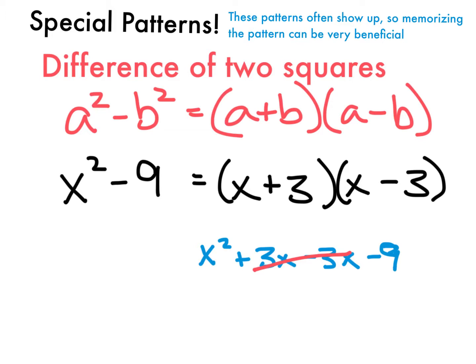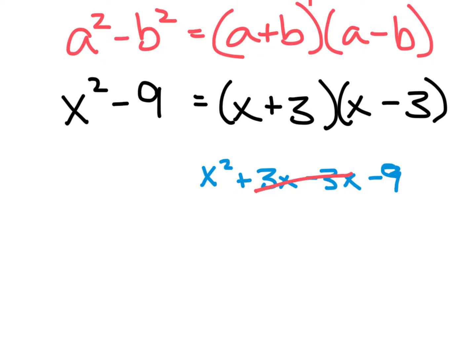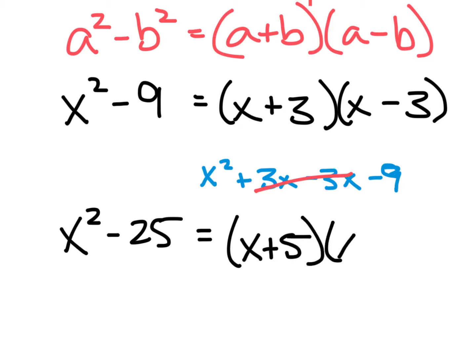So here, you try it. If you had x squared minus 25, what would that factor down to? Hopefully you're thinking, okay, that's x plus 5 times x minus 5.